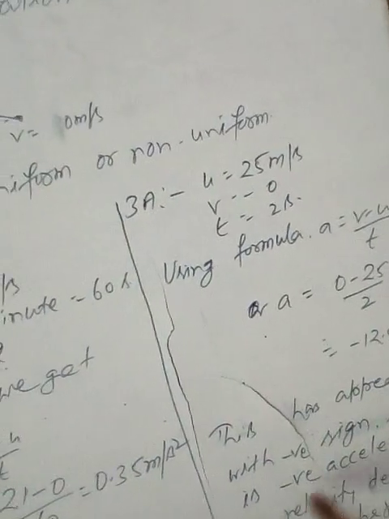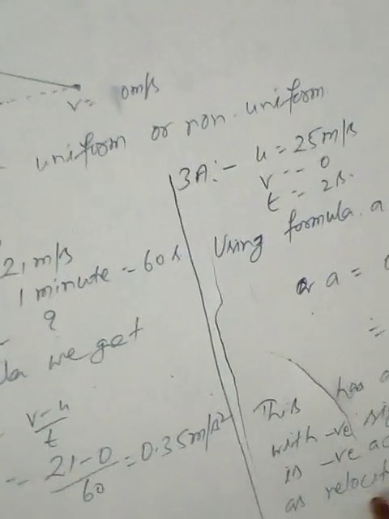The answer to this question appeared with a negative sign. What does this mean? This means that this acceleration is actually negative acceleration, because in this case velocity of the ball decreased. So this is negative acceleration. You may tell retardation or deceleration. Once you watch here, this has appeared with a negative sign, so it is negative acceleration as velocity decreases here.